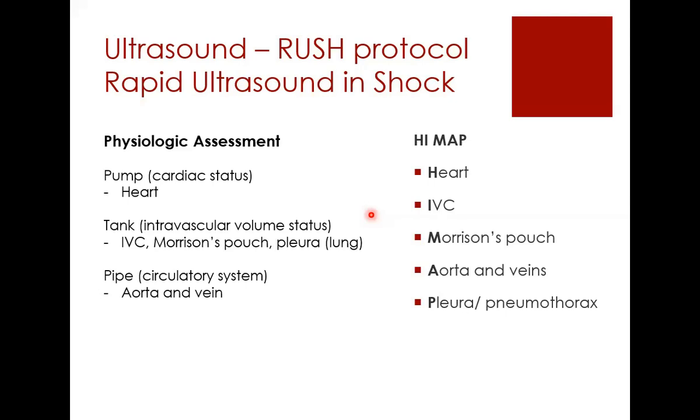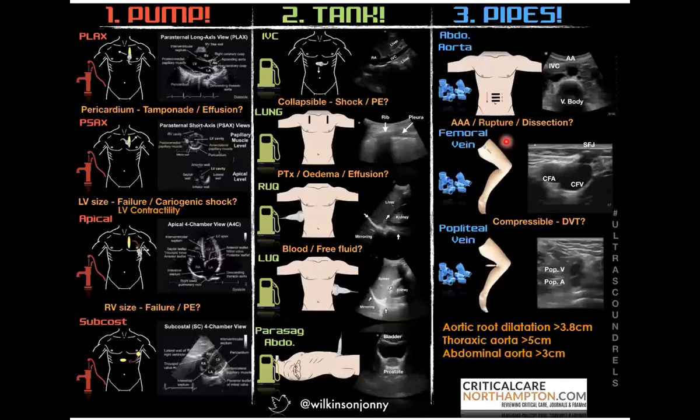So there's a mnemonic over on your right side. It's HIMAPT: H, heart, IVC, Morrison pouch, aorta and vein, and pleural, which is for pneumothorax. So this helps guide you on what to look for during your ultrasound assessment. This picture actually pretty much sums up everything in one.